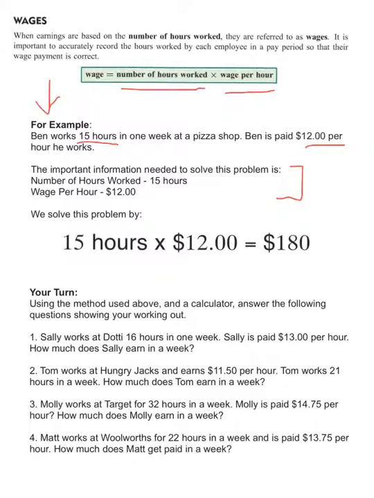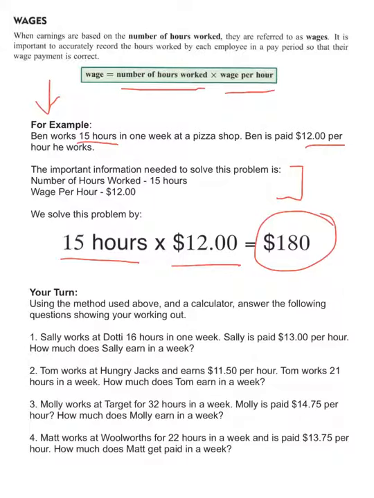To solve this problem, you will be able to use your calculator, but you have to show me the steps, okay? That's really important. So you'll see that I've put those two pieces of information into an equation. We've got the number of hours that Ben has worked, which is 15. Then we are timesing that by his wage per hour, which is $12. When you enter that into your calculator, we work out that Ben earns $180 a week when he's working at the pizza shop.